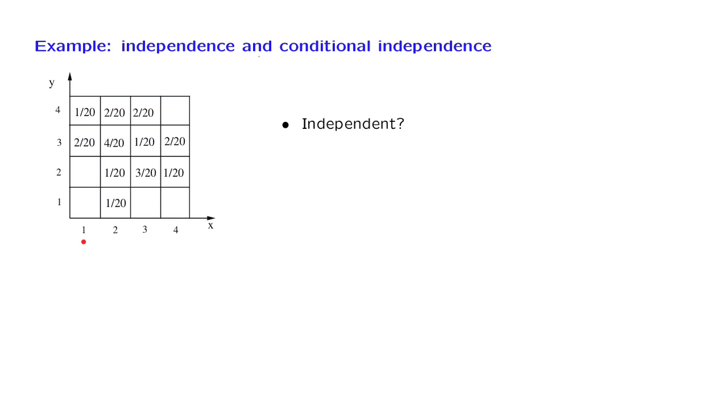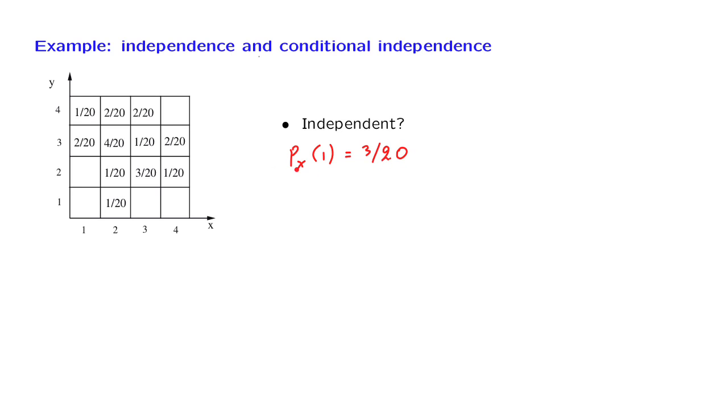We look at this table and we observe that a value of 1 is possible for x. In particular, the probability that x takes the value of 1, this is the marginal probability, can be found by adding the probabilities of all the outcomes in this column, which in this case is 3/20.